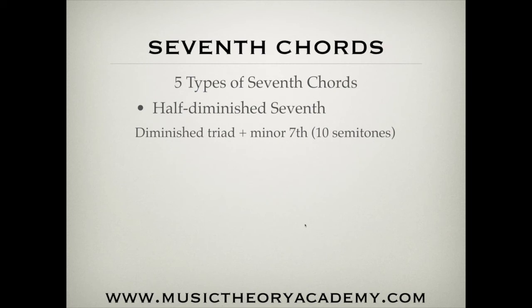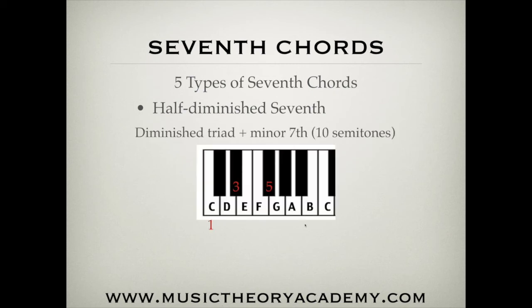So we've got a diminished triad and a minor seventh in this first one. Okay, so here is our diminished chord. We've got 1 on C, 3 on E flat, 5 on G flat. There's our diminished triad. Okay, and then we've got a minor seventh, which is 10 semitones. We know where that takes us. It takes us to B flat.